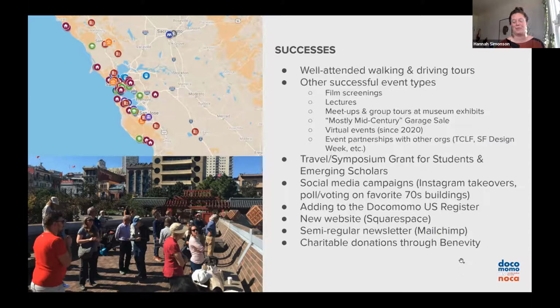We've also done a number of different social media campaigns like Instagram takeovers. We did a poll for people to vote on their favorite 1970s buildings last year, when the advocacy theme was "the 1970s turned 50." And out of that initiative, we also added, I think, 6 new 1970s era buildings to the Docomomo register.